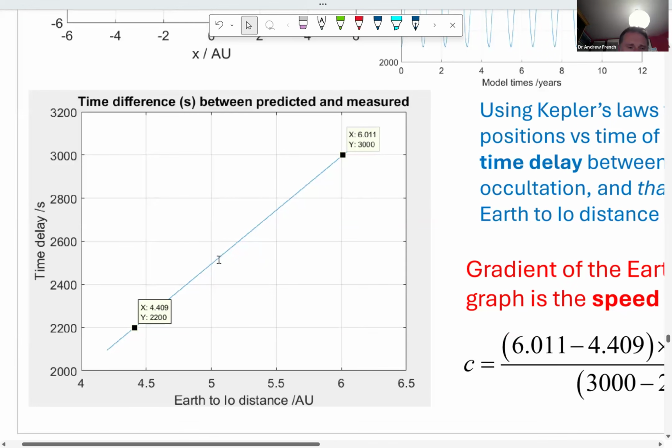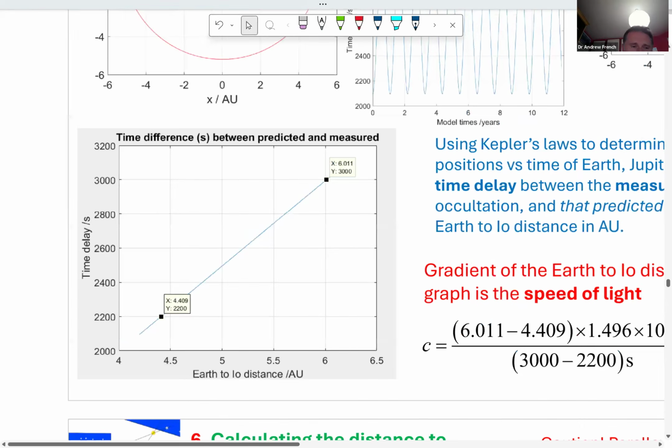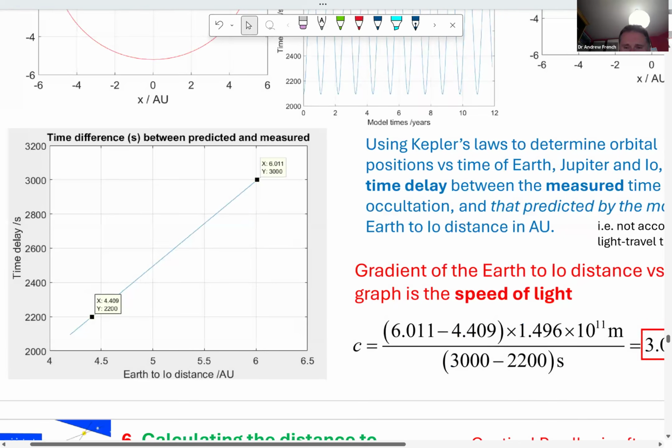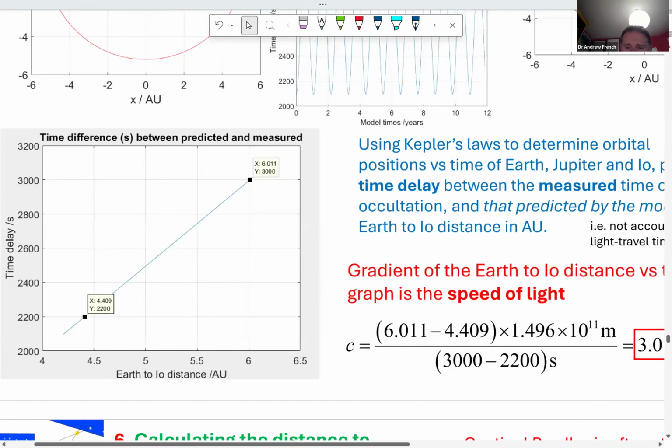You literally plot on a graph the delay of what you think it should be compared to when it actually happens. And if you plot those on a graph, you'll get a nice straight line. And essentially, the gradient of that is the speed of light, because distance is speed over time. So there we go.